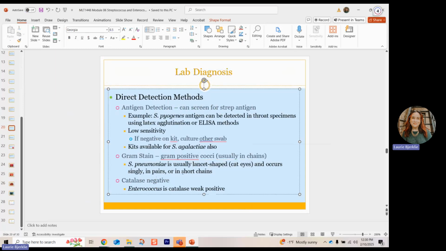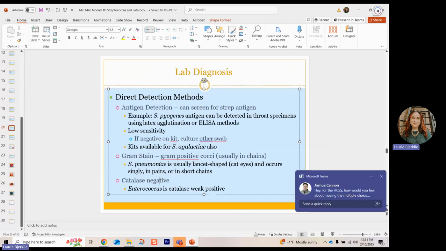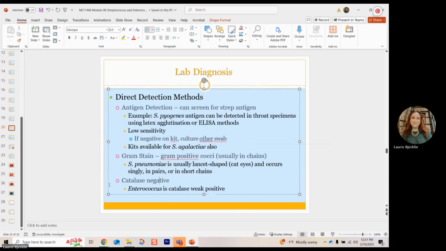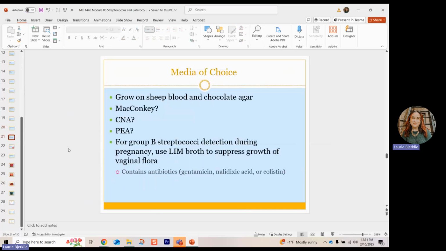Sometimes you might see them in short chains, a lot of times in pairs. And then again, as soon as we know it's a gram-positive cocci, we would catalase test it. So again, streps are going to be catalase negative, enterococcus catalase weak positive. All right, media of choice: sheep blood agar will support the growth of all of these, chocolate agar as well.